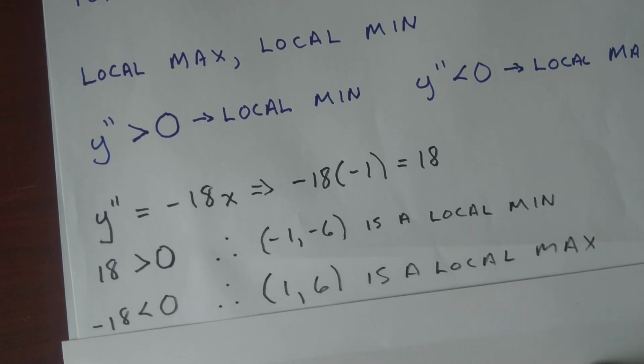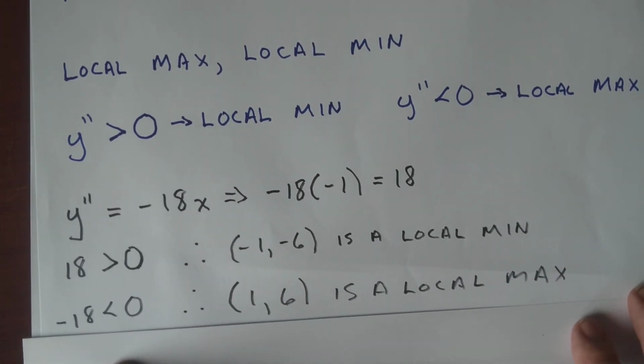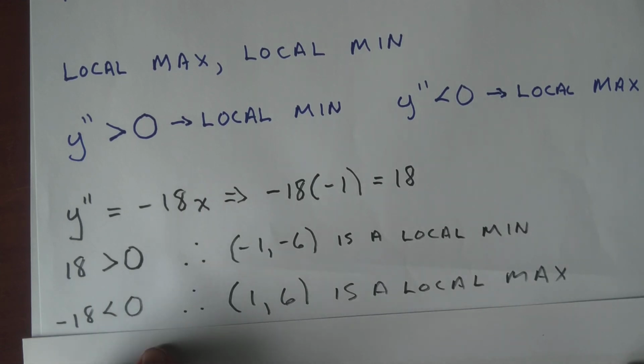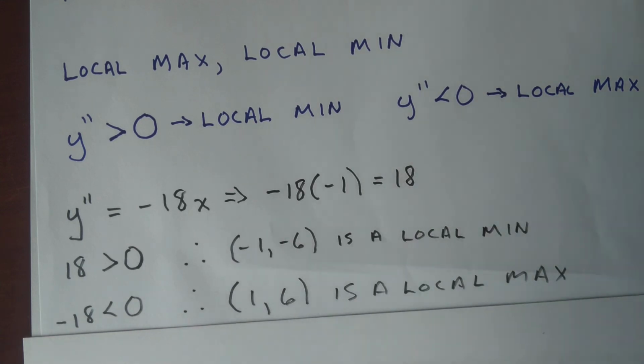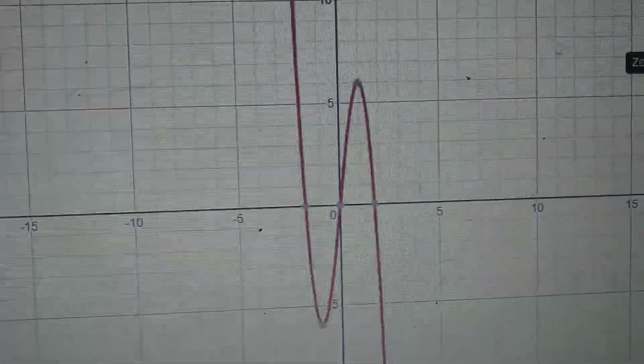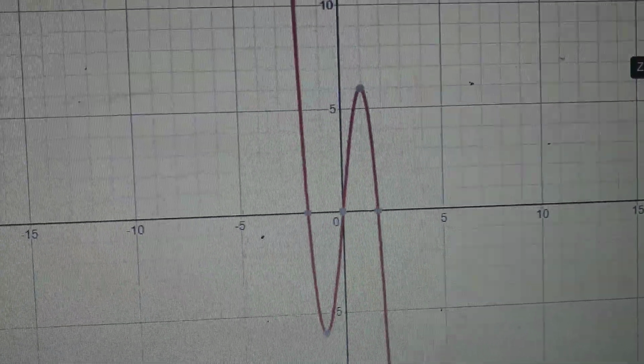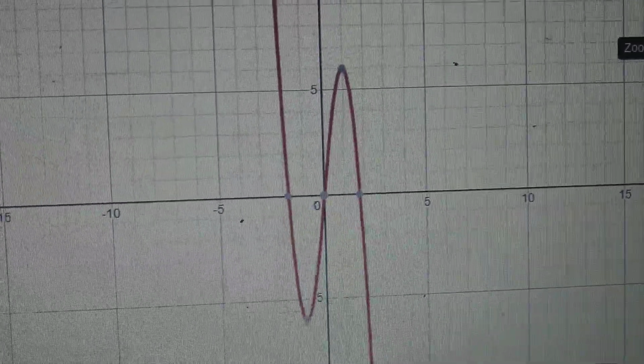And I went ahead and put in 1 into the second derivative. And as you know, -18 is less than 0. Therefore, that's a local max. And here we go, sure enough, 1,6 is the local max, -1,-6 is the local minimum.